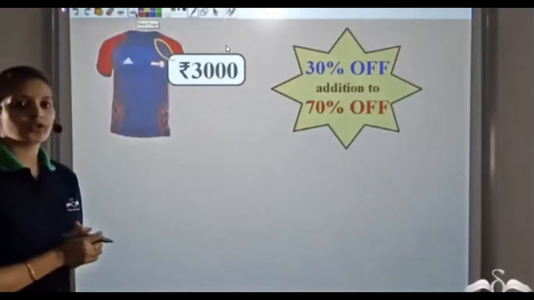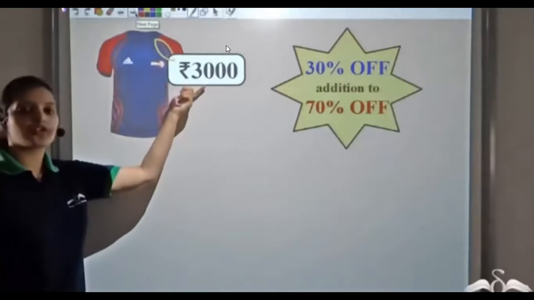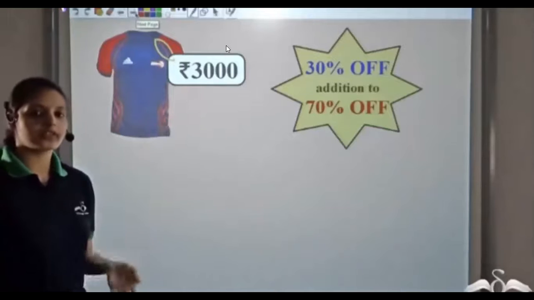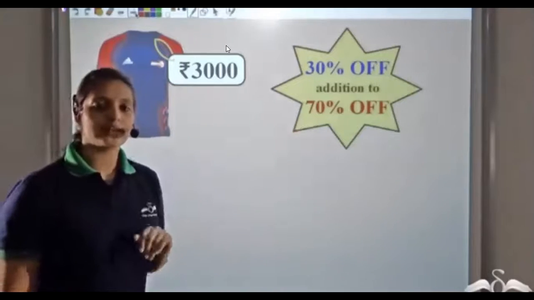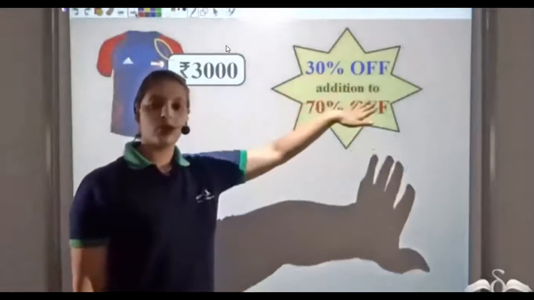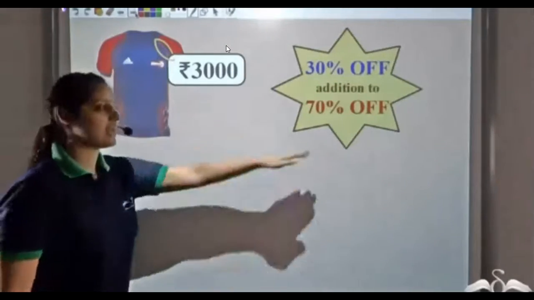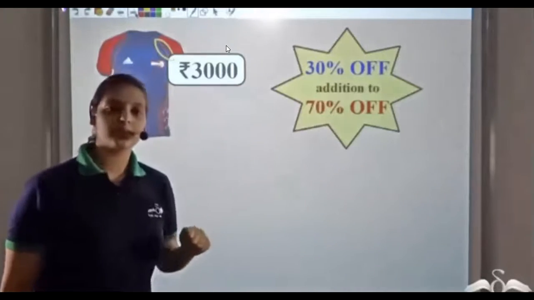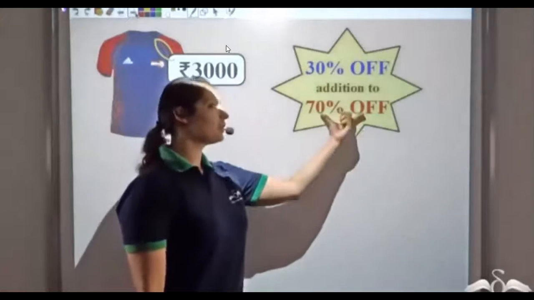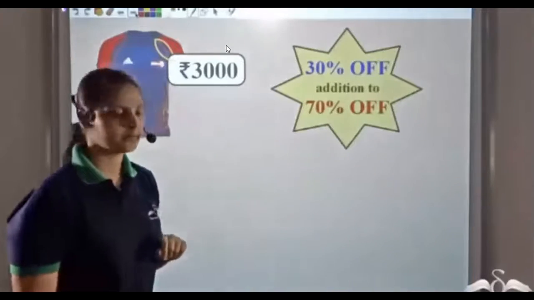Let us say you go to this store to buy this t-shirt which is marked at a price of 3,000 rupees. So we know the marked price of this t-shirt, and there's a discount offer that's going on because of the clearance sale which says 30% off in addition to 70%. So first let's find 70% off, because we would get 30% in addition to this 70%.